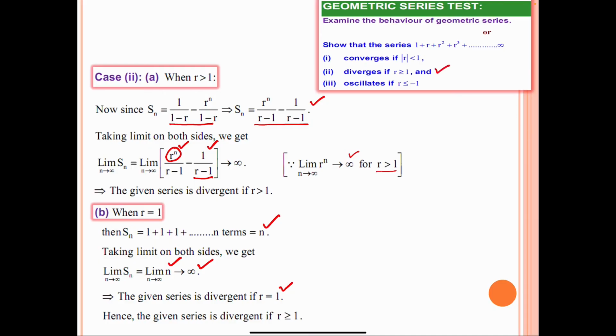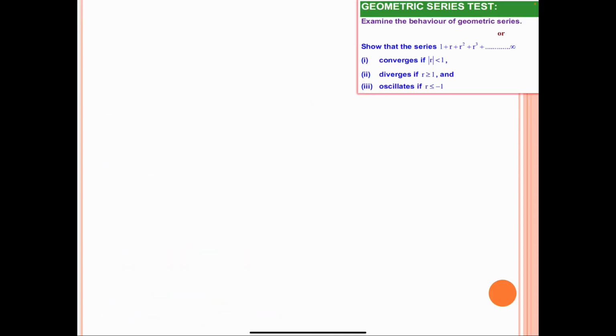Okay, we have already discussed this in the previous slide. And now this series is divergent if r is greater than or equal to 1. Now let us discuss third case: oscillates if r is less than or equal to minus 1. Again, we will discuss two cases, when r is equal to minus 1 and second when r is less than minus 1. So first case is when r is equal to minus 1.